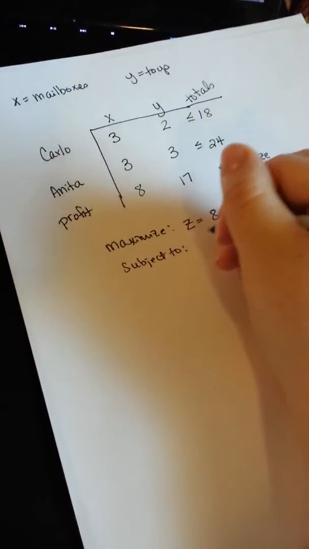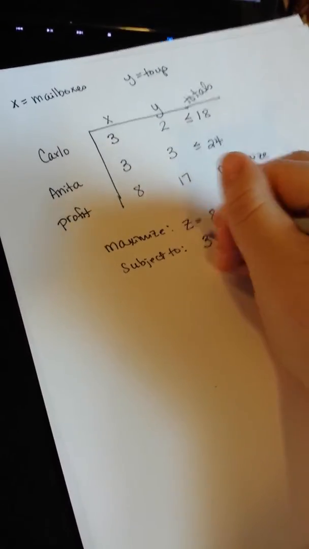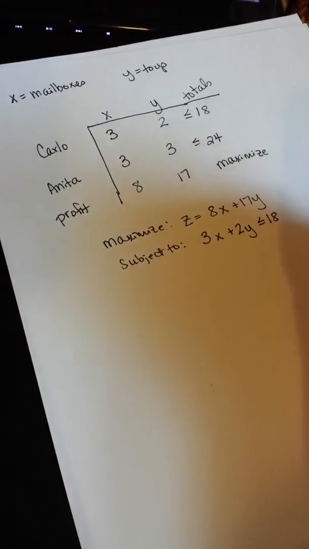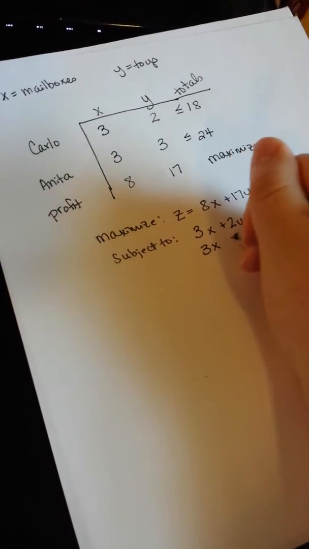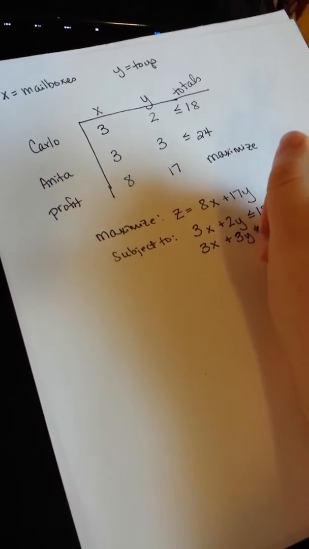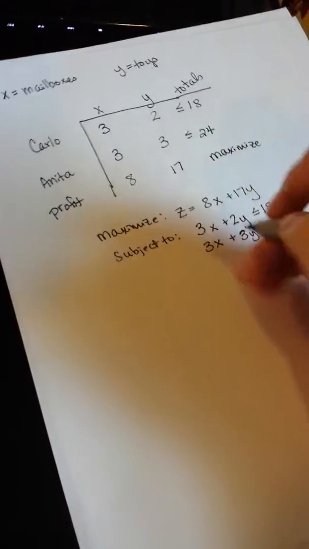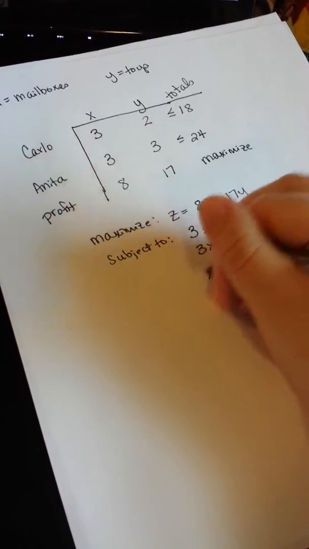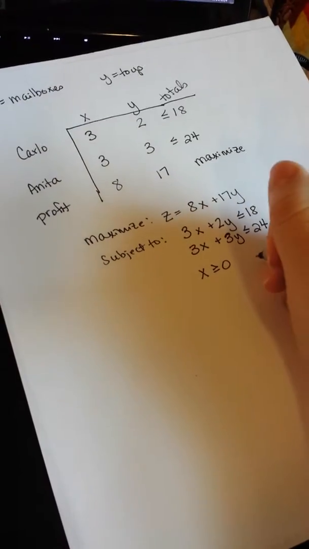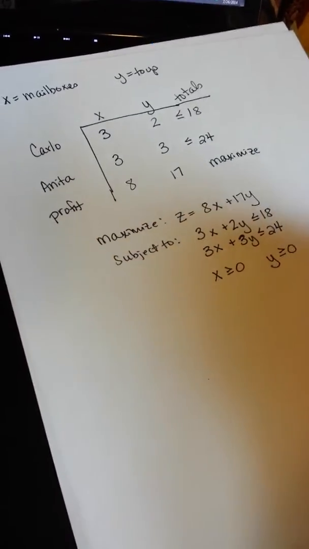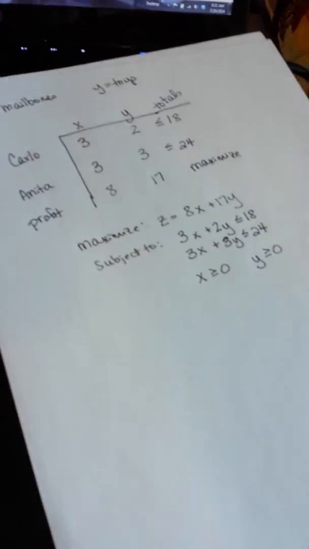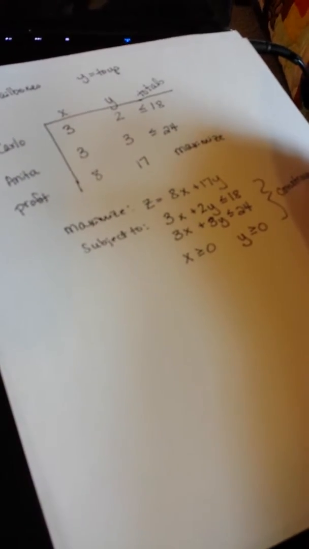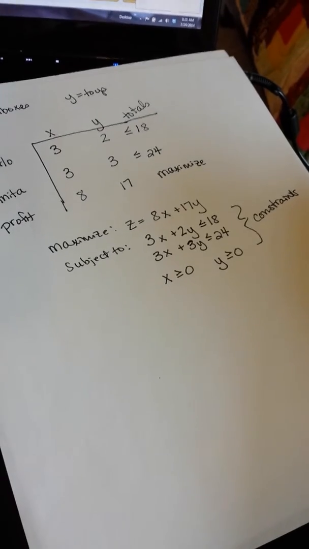the following constraints: for Carlo, he can work 3 hours on my mailboxes and 2 hours on toys, but he can't work more than 18 hours total. Anita can work 3 hours on the mailboxes and 3 hours per toy, but she cannot work more than 24 hours. Even though it's not stated in the problem, I also know that x needs to be greater than or equal to 0, and y greater than or equal to 0. That is, I'm not going to make a negative number of mailboxes, and I'm also not going to make a negative number of toys. So these are the constraints that I have to work with to maximize this problem. Those are called my constraints.